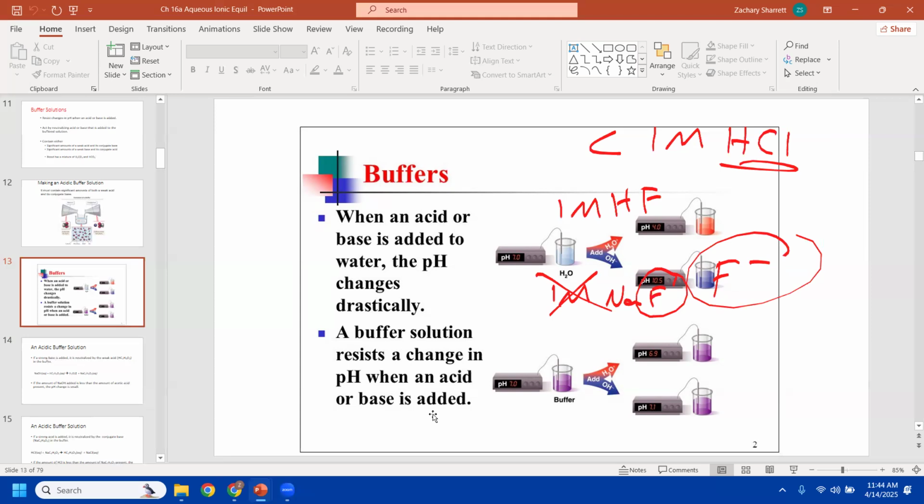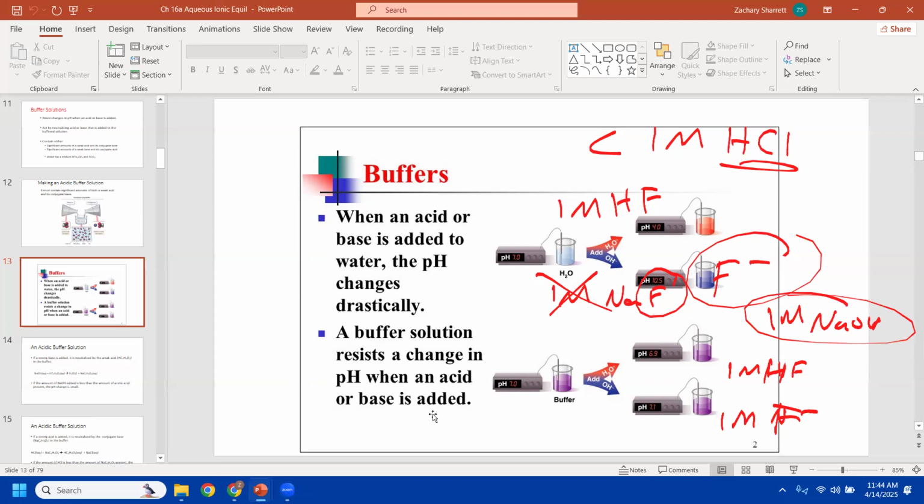Same thing here. If we have 1 molar HF and 1 molar F minus, which is the NaF, we can neutralize as much sodium hydroxide that is added as long as it's less than 1 molar. If you add in 2 molar, the first molar of that sodium hydroxide will get neutralized, but then there's no more of that conjugate. So a better buffer system is obviously going to have more of each thing than less of each thing, right?